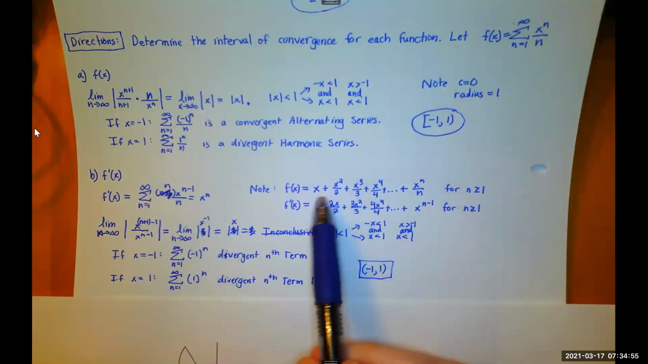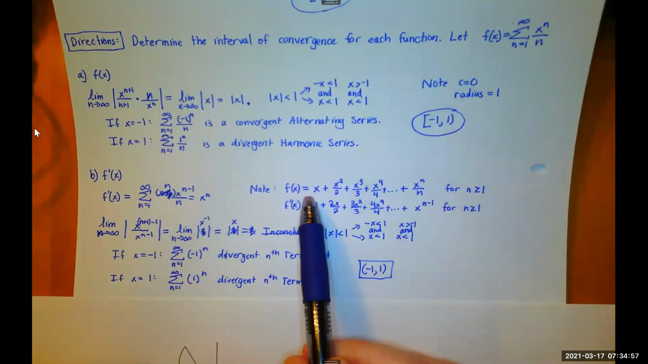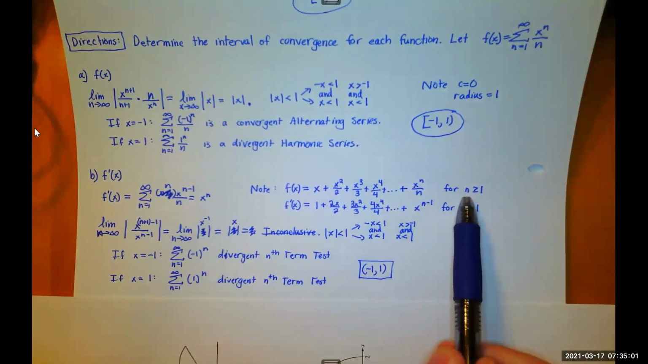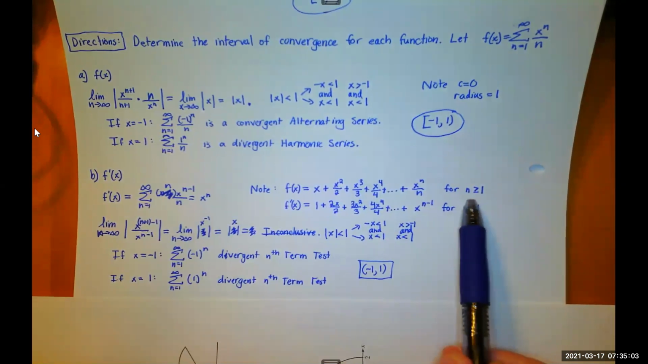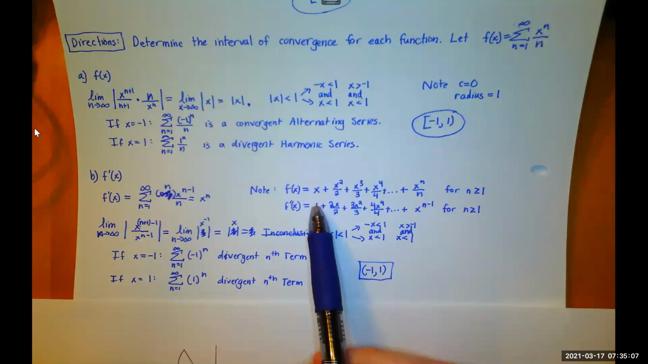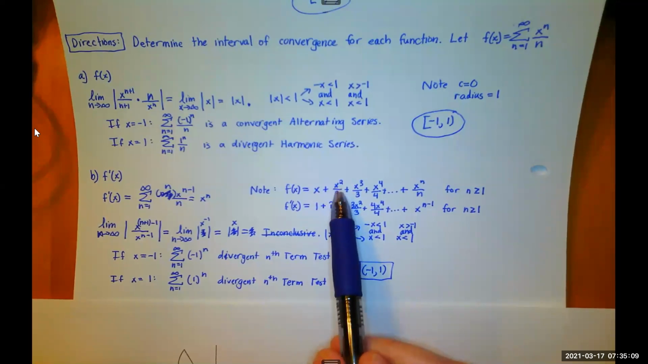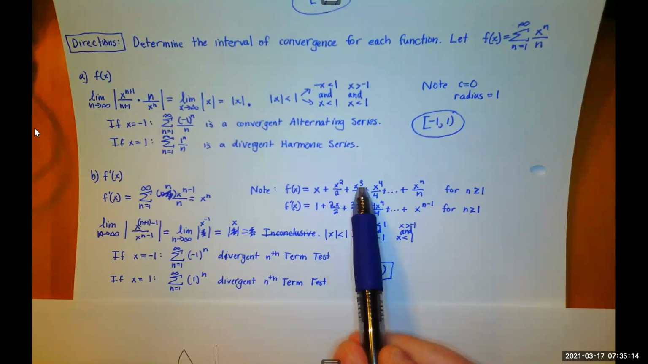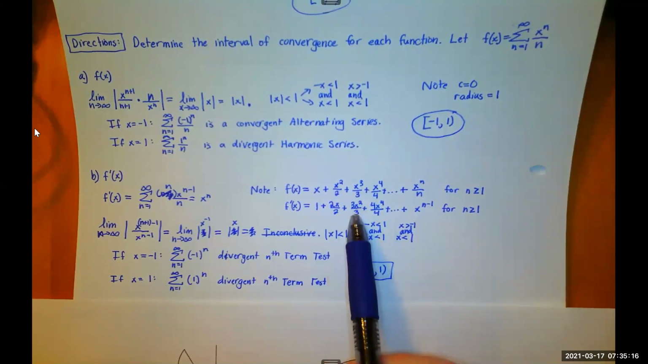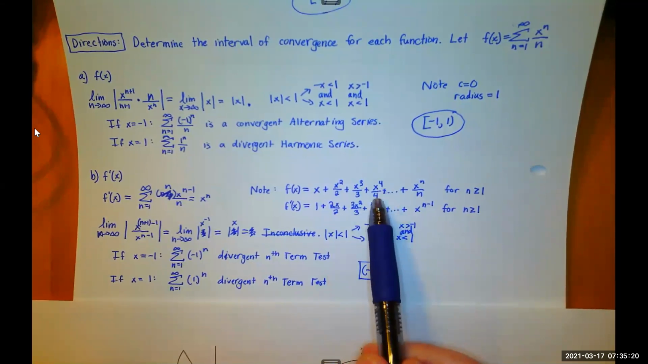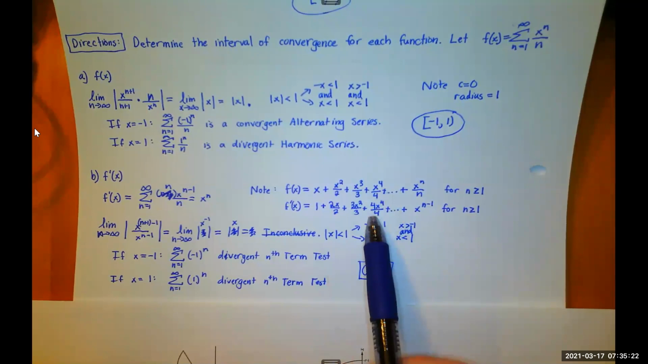Alternately, you could consider the terms. These are the terms for f of x. And again, this is when n is greater than or equal to 1. You could literally take the derivative of each term. The derivative of x is 1. The derivative of x squared divided by 2 is 2x divided by 2, or x. The derivative of x cubed divided by 3 is 3x squared divided by 3, or x squared. The derivative of x to the fourth divided by 4 is 4x cubed divided by 4, or x cubed.